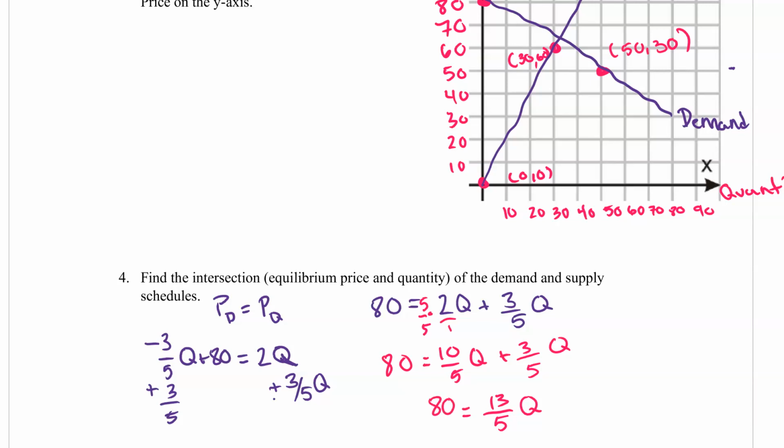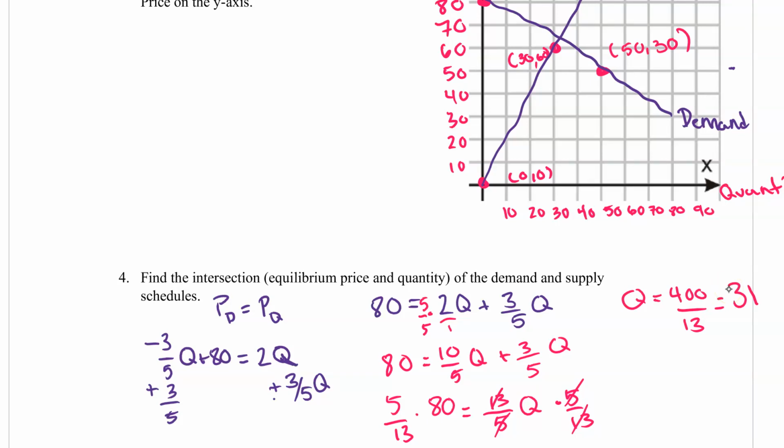We can multiply both sides by the reciprocal, and that'll cancel out the fraction. So multiply by 5 over 13. The 5's cancel, the 13's cancel, and we've got Q equals 5 times 80, 400, divided by 13, or about 31 if we round to the nearest whole number.